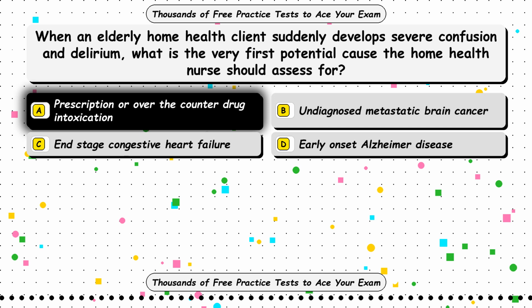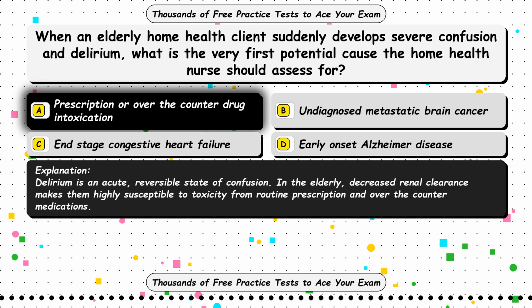The correct answer is option A. Prescription or over-the-counter drug intoxication. Delirium is an acute, reversible state of confusion. In the elderly, decreased renal clearance makes them highly susceptible to toxicity from routine prescription and over-the-counter medications.